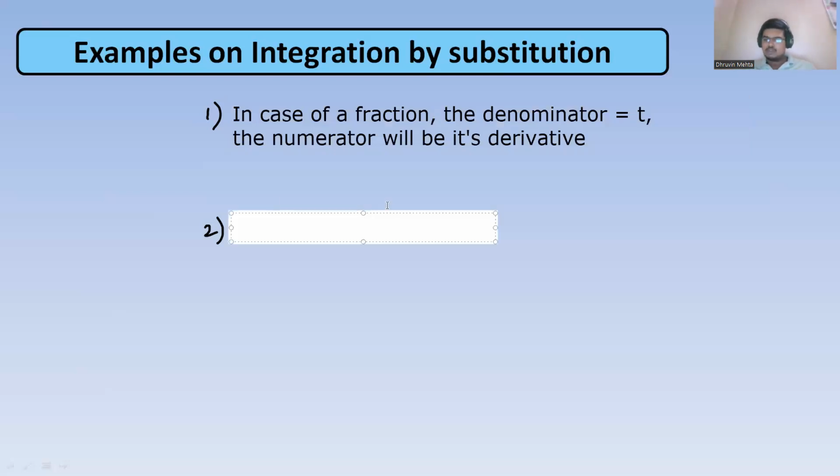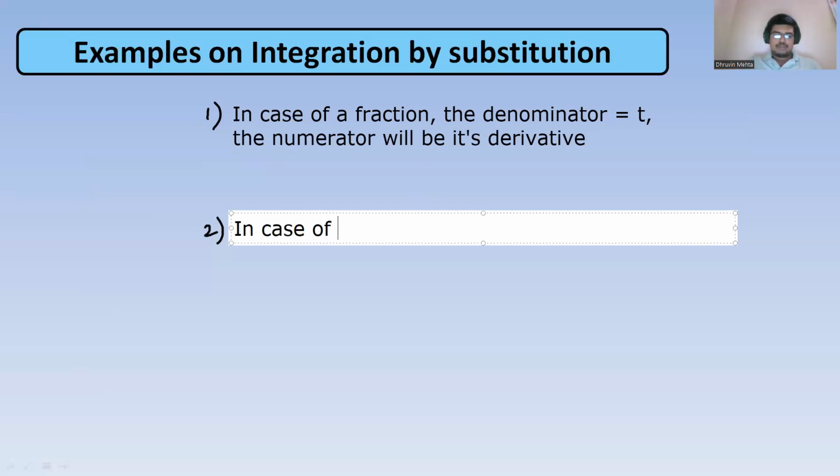When I say most of the sums, out of every 10 sums where a fraction is involved, in 9 sums this will work. In this particular type, okay? So in case of a fraction, we'll take the denominator as t and the numerator will be its derivative. You'll understand what is the main benefit of this once we take the questions.